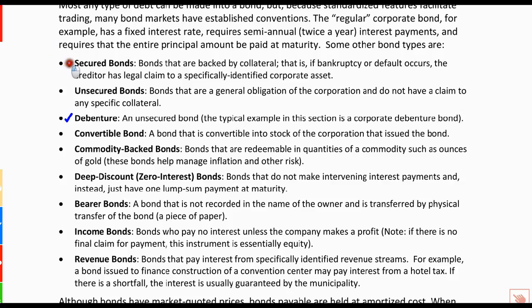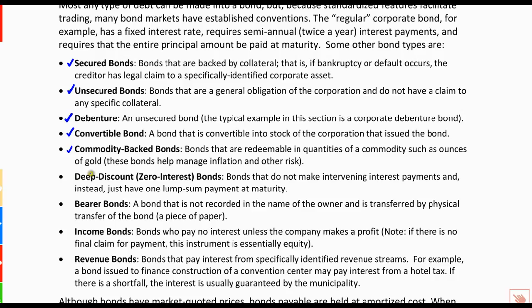There are secured bonds and unsecured bonds. Secured bonds have some type of collateral. You might lend an airline money and use the jets as security. A debenture is an unsecured bond. Convertible bonds are bonds that can typically be converted into the stock of the issuing corporation. Commodity-backed bonds have a value that might be tied to something like gold or oil. These are for companies that mine gold or drill oil. It enables them to hedge their risk of financing.